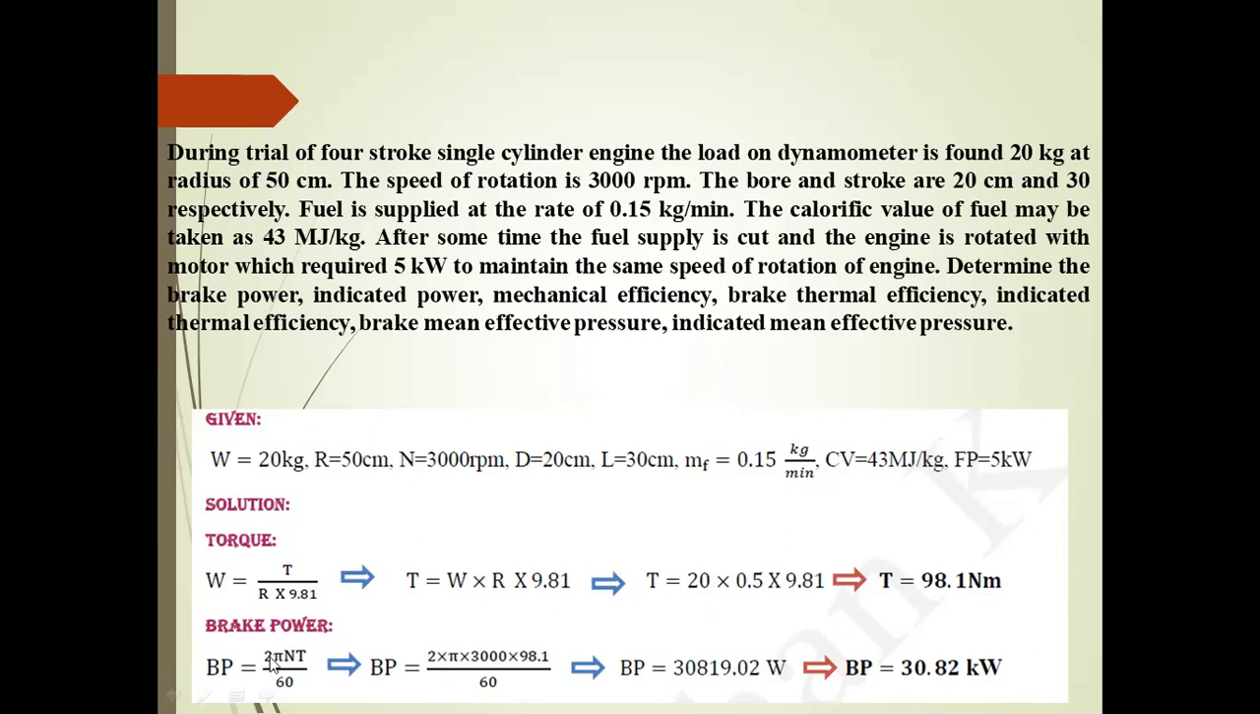Next, the brake power is equal to 2 pi NT divided by 60 into 1000. For the brake power, N is 3000 rpm and the torque value is 98.1. So finally we can find 30,819.2 watt. We divide by 1000 and find 30.82 kilowatt as the brake power of the engine.